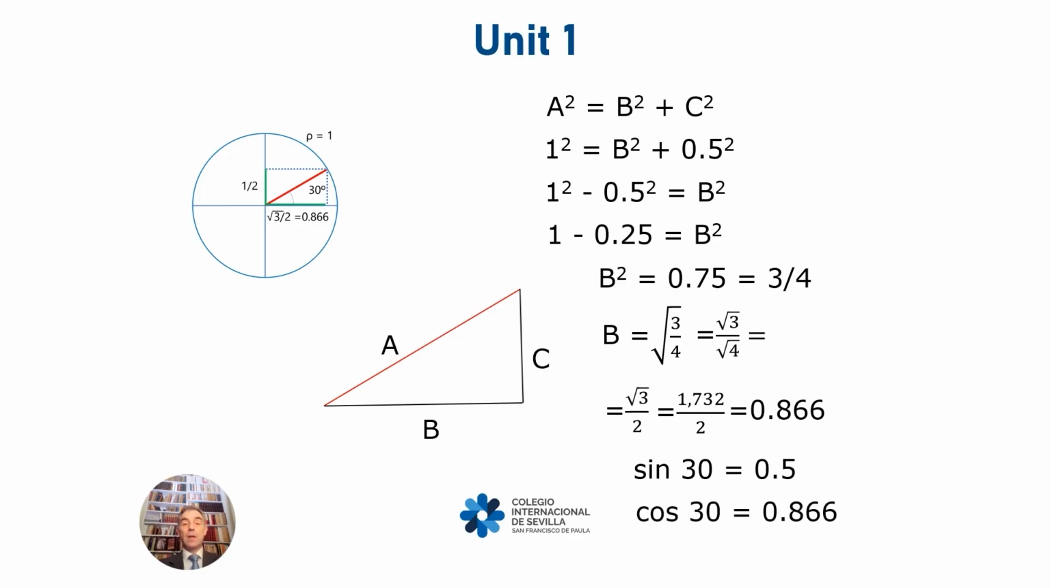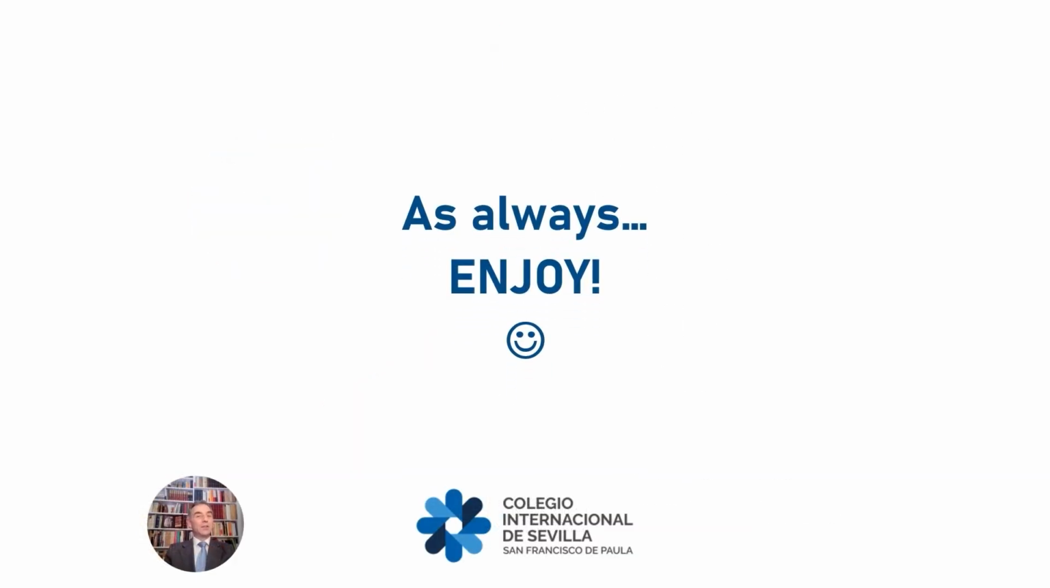Therefore, as we were saying, the sine of 30 degrees is 0.5, and the cosine of 30 degrees is 0.866. We use the same procedure to calculate the values of the trigonometric functions of all the angles. In science, as always, enjoy.